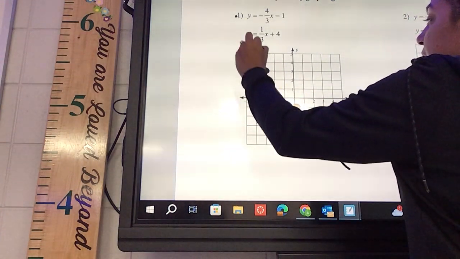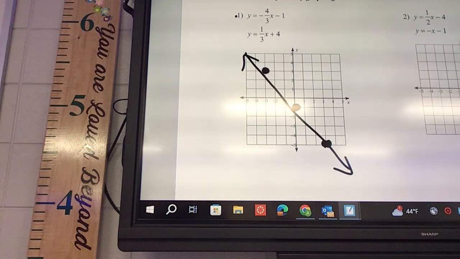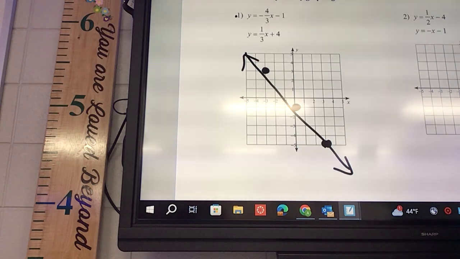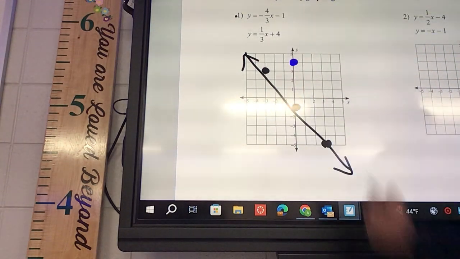Line 1, you need to make as many dots as you possibly can. Line 2, we make as little amount of dots as we possibly can. So just until that intersection point. Okay, line 2 starts out at 4. Okay, so we're going to go to the y line and go to the 4.